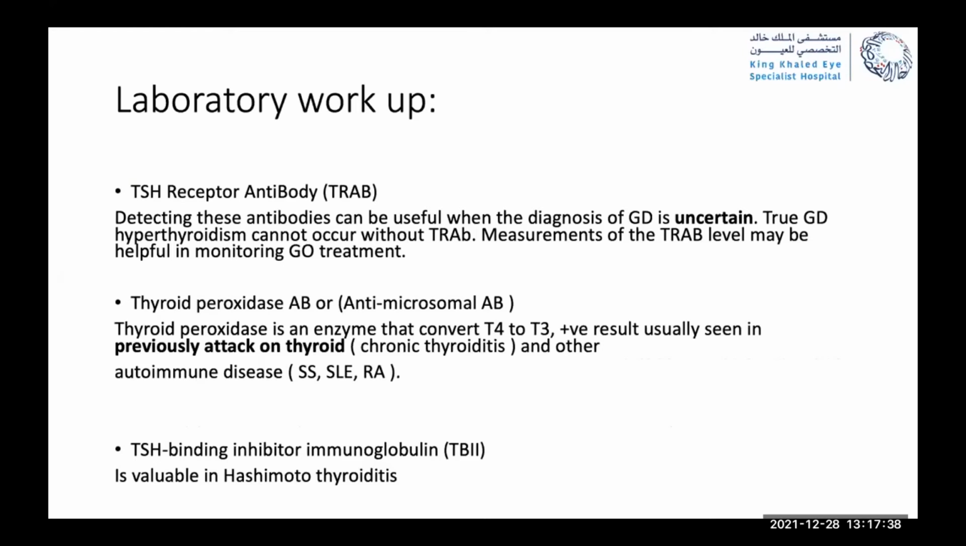The last three lab tests are usually ordered by the endocrinologist. Briefly, the TRAb is used to detect antibodies and can be useful when the diagnosis of Graves' disease in general is uncertain. Thyroid peroxidase antibody, as you know, peroxidase is an enzyme that converts T4 to T3, and if a positive result is seen, it usually means that there was a previous attack on the thyroid, as in chronic thyroiditis, but it can also be seen in other autoimmune diseases. TSH binding inhibitor immunoglobulin is valuable in hypothyroidism.